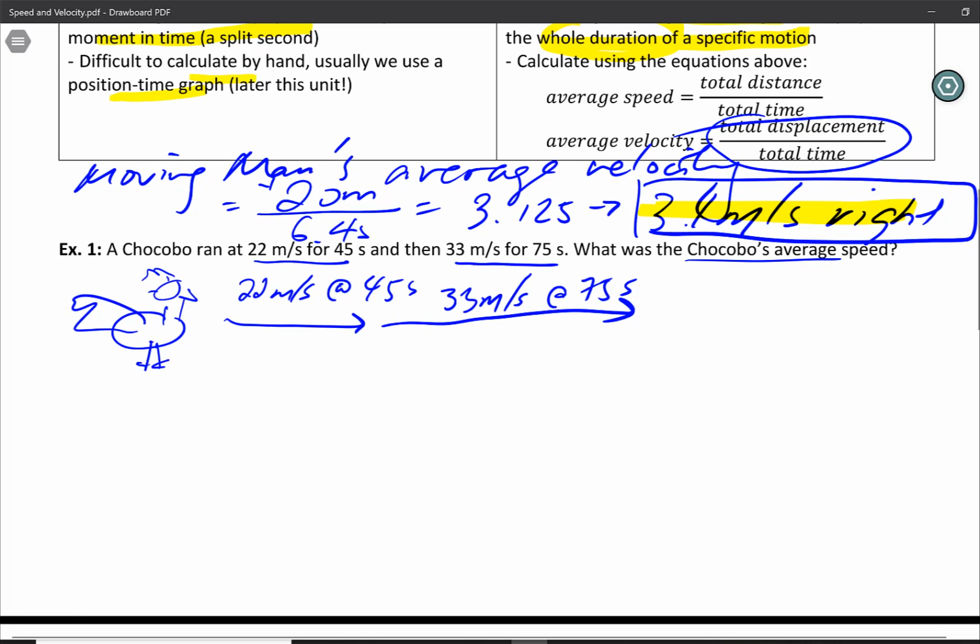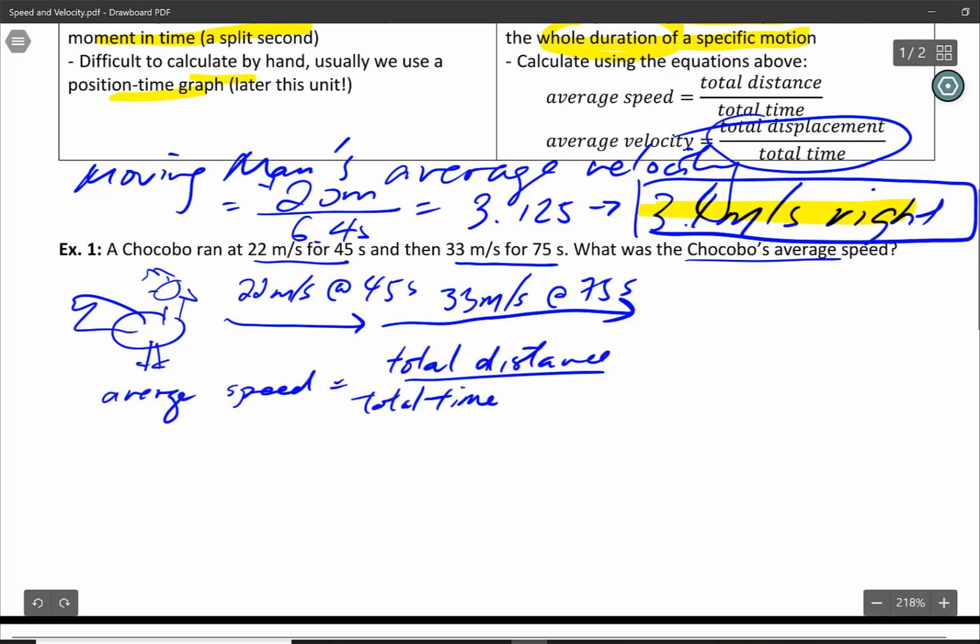Now we know that the equation for the average speed is total distance divided by total time. So let's find the chocobo's total distance that he traveled and then his total time. If we divide the two, we can find his average speed. Some of you might think, well, what if we took the average between 22 meters per second and 33 meters per second? Couldn't that give us the average speed?